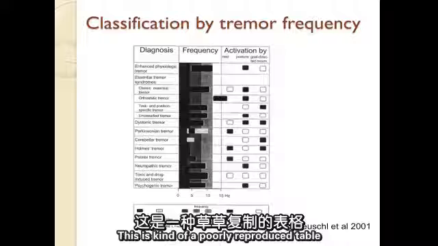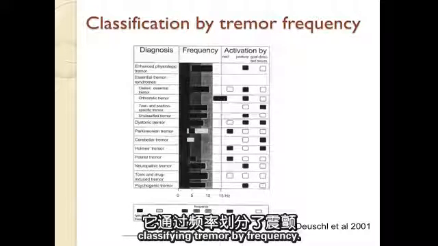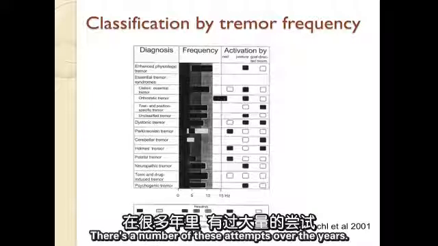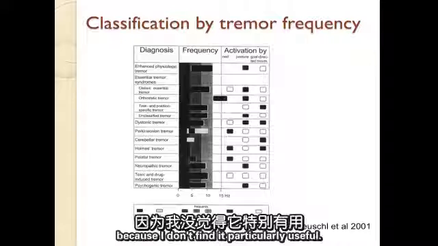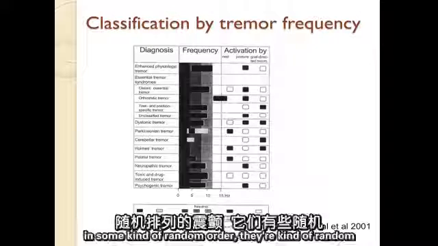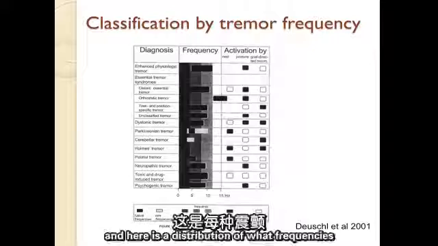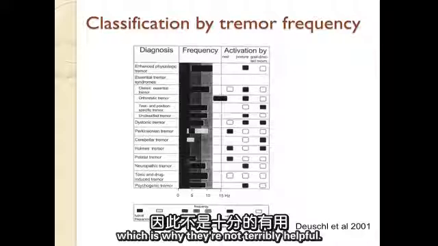So this is kind of a poorly reproduced table classifying tremor by frequency. There's a number of these attempts over the years. It's fine that the table's kind of obscure because I don't find it particularly useful. As you'll see, when you look at tremor frequency, here is a list of tremors in some kind of random order, and here is a distribution of what frequencies each one produces. And you can see they all overlap substantially, which is why they're not terribly helpful.